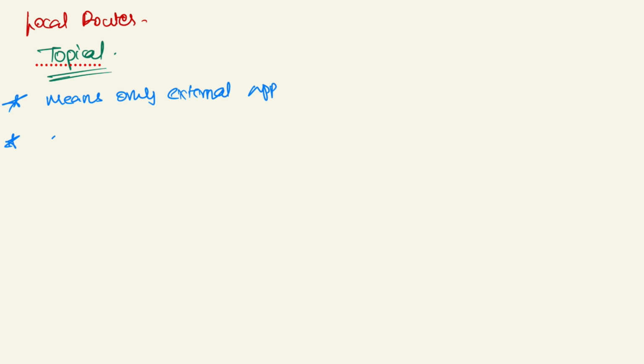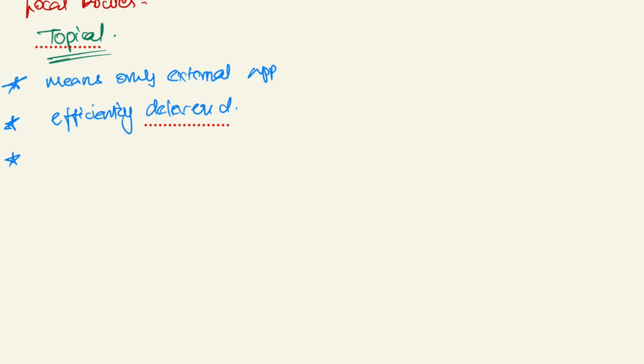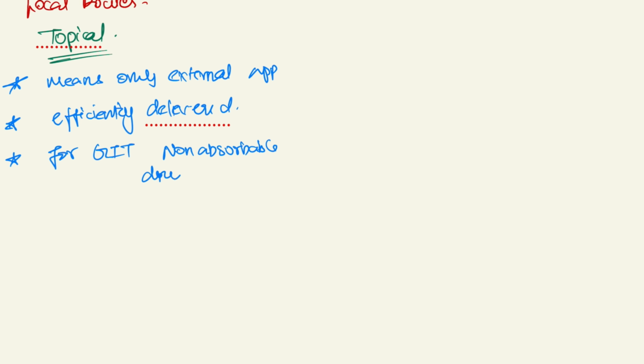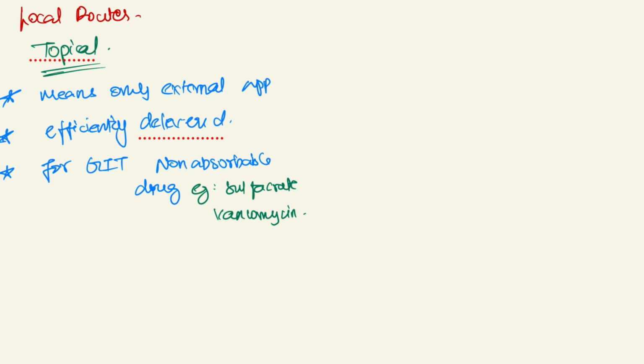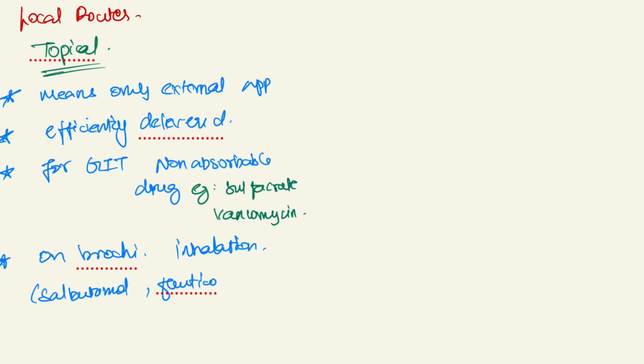For the GIT, that is, where the site of action is the GIT and the target organ is the GIT, we should give a non-absorbable drug. Why non-absorbable drug? Because an absorbable drug gets easily absorbed into systemic circulation, but a non-absorbable drug acts locally, since the target is the GIT. Examples are sulfasalazine and vancomycin. Then on bronchi, the inhalation method is used. Why inhalation? The site of application is the bronchi and the target organ is also the bronchi, so it comes under topical routes. Examples are salbutamol and fluticasone.